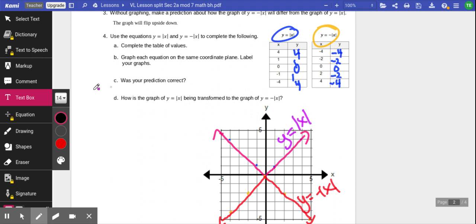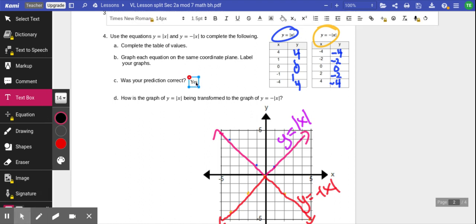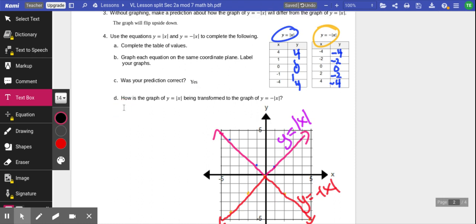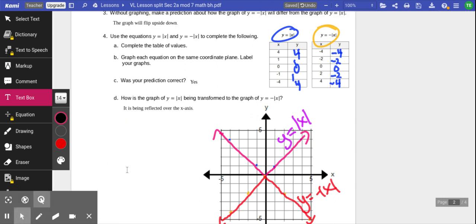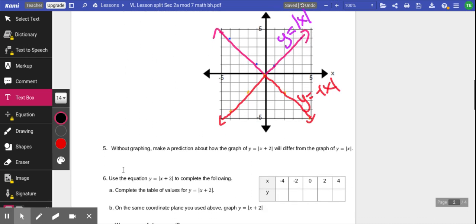Okay, was your prediction correct? Yes. How is the graph y equals absolute value of x being transformed? It's being reflected about the x-axis. All right, moving on. Again, if I'm going too fast for you, you can always flip the page.